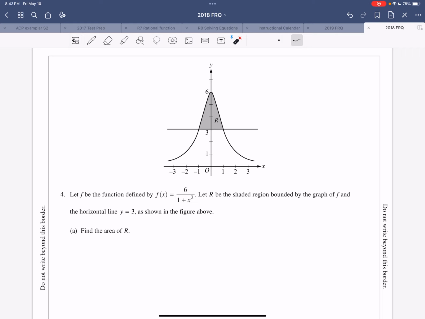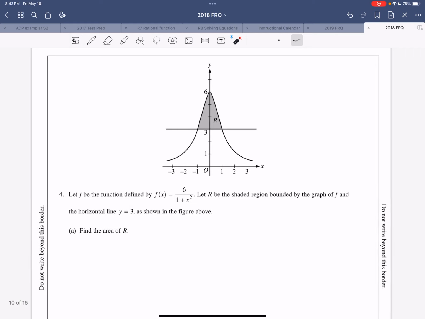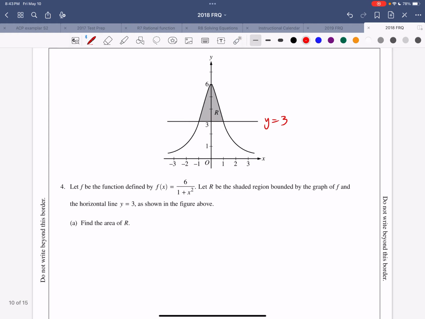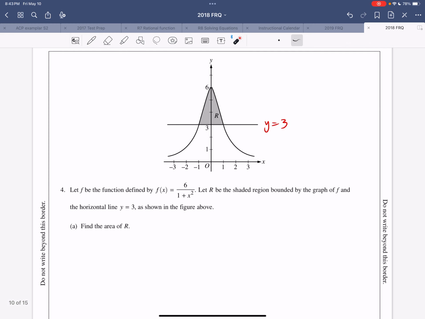So according to the question, this graph is f of x, 6 over this one. And R is the shaded region here with a horizontal line y equals 3. The question says find the area of R. It's very simple. Do you see this is bounded by these 2 points here, which are -1 and 1. And this graph itself is f of x.